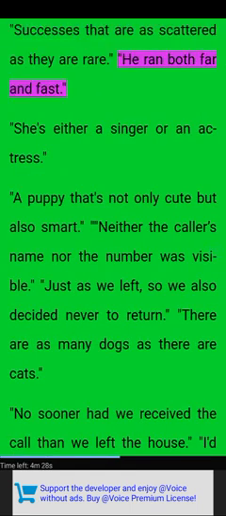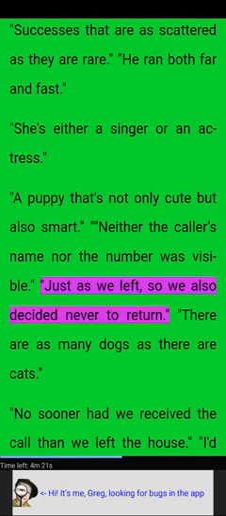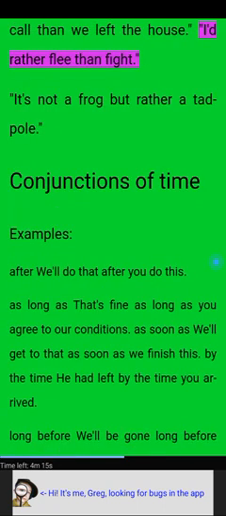He ran both far and fast. She's either a singer or an actress. A puppy that's not only cute but also smart. Neither the caller's name nor the number was visible. Just as we left, so we also decided never to return. There are as many dogs as there are cats. No sooner had we received the call than we left the house. I'd rather flee than fight. It's not a frog but rather a tadpole.